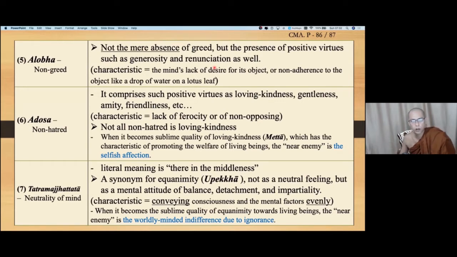Because this aloba is one of the realities which is included under the beautiful factors, it is not only the absence. So it is the presence of positive virtue, such as generosity or renunciation. So the positive virtues which are contrary to lobha, greed, are the aloba. It can be in various forms, but that must be the reality, not just the absence. So it is mentioned that it is not the mere absence of greed, it is one of the realities.